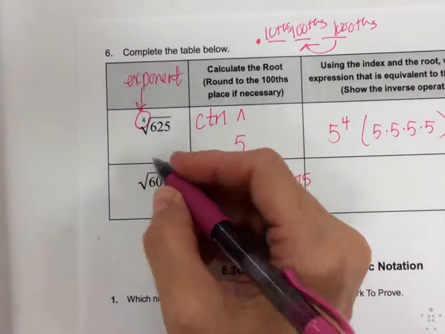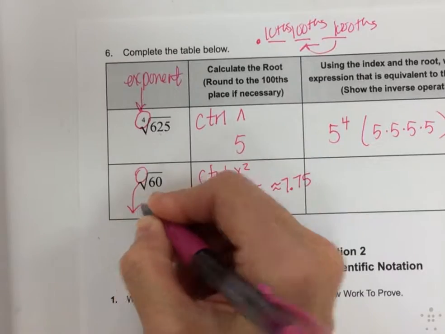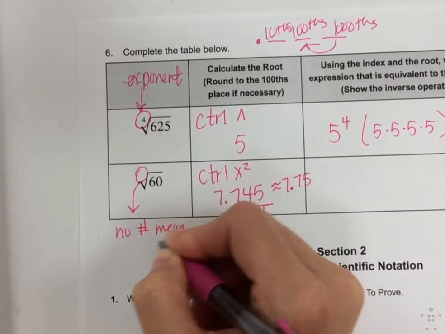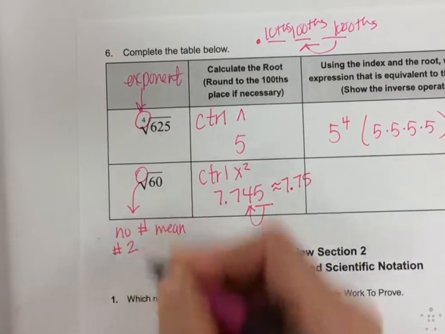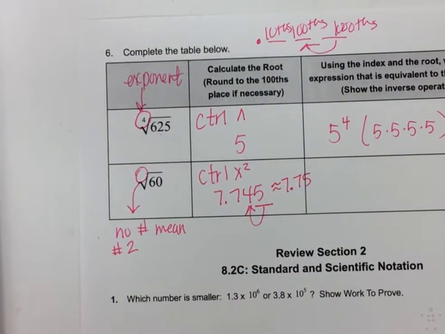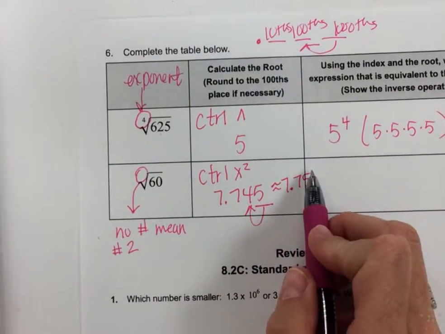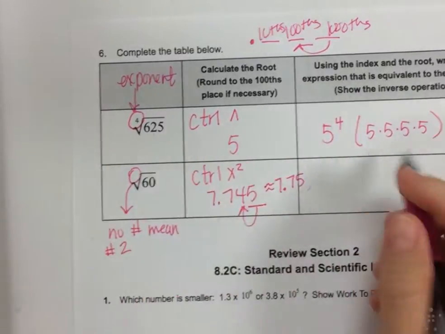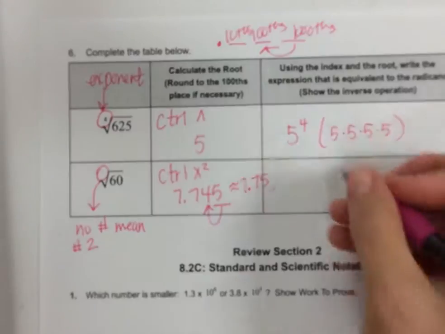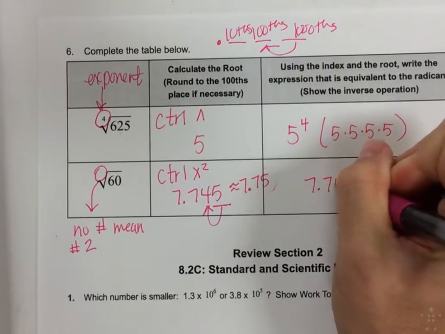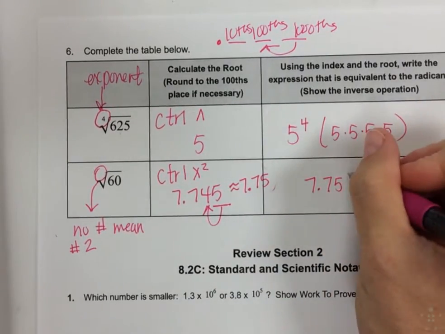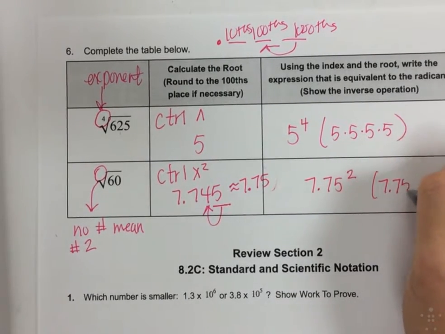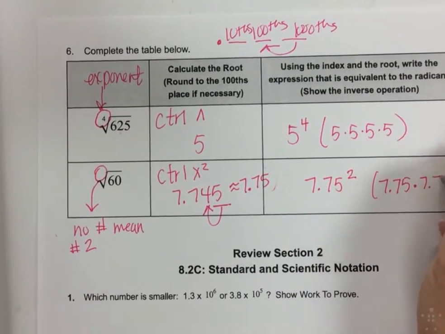You also want to remember here, if there's no number here, no number means the number really is 2, because it's the square root. So we're going to take this root and this index, and we're going to make it become the exponential form. So 7.75, 7 and 75 hundredths squared, which really means 7.75 times 7.75.